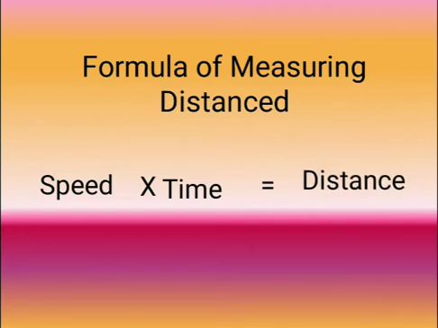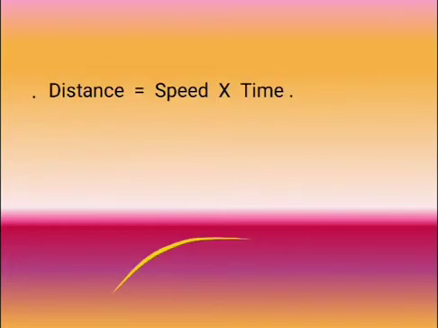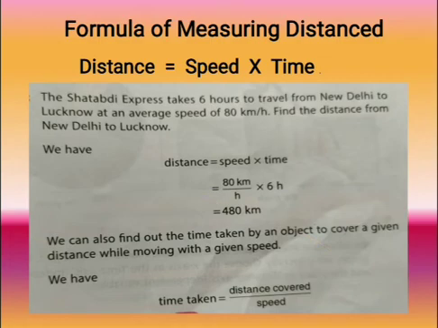For distance, our formula is speed into time is equal to distance. So, students, what is the formula for distance? Speed into time is equal to distance. Let us try an example. The Shatabdi Express takes 6 hours to travel from New Delhi to Lucknow at an average speed of 80 kilometers per hour. Find the distance from New Delhi to Lucknow. And what is the formula for calculating the distance? Our formula is distance is equal to speed into time.